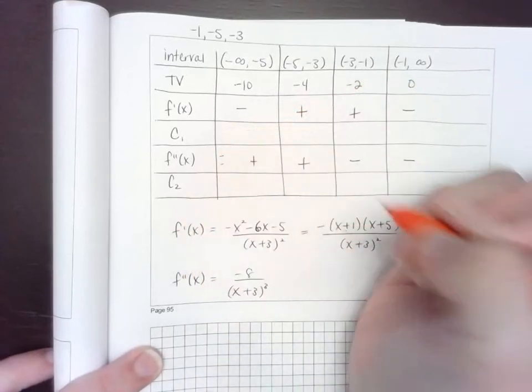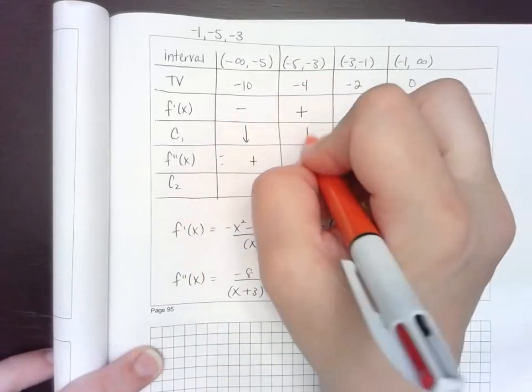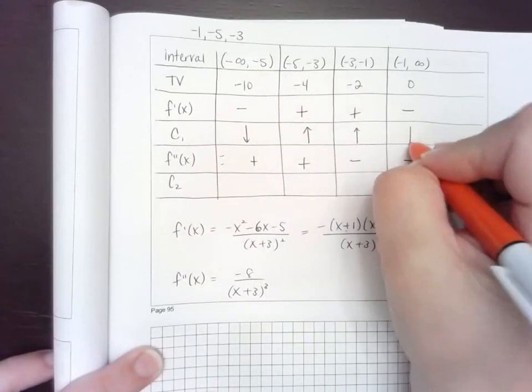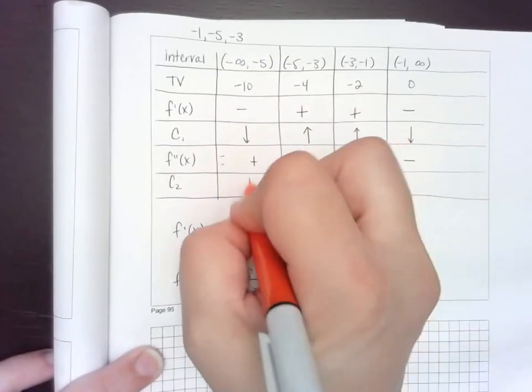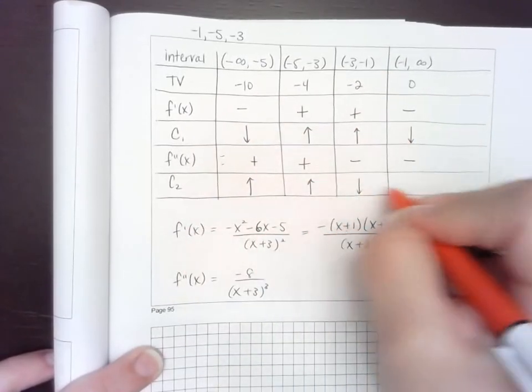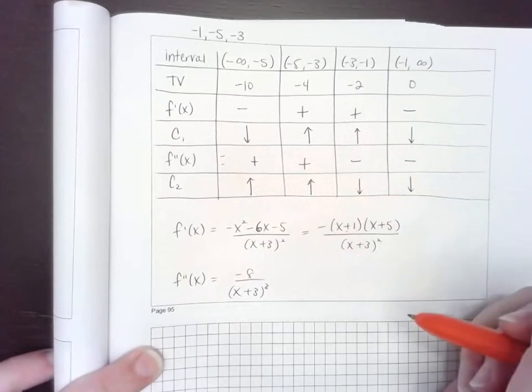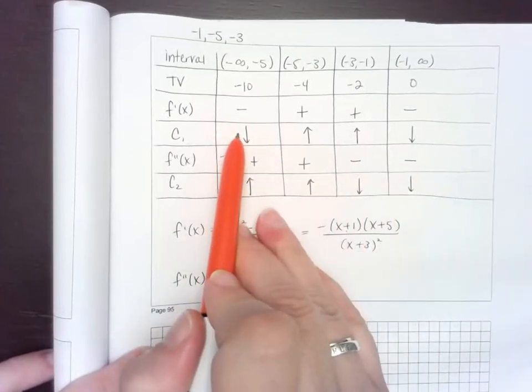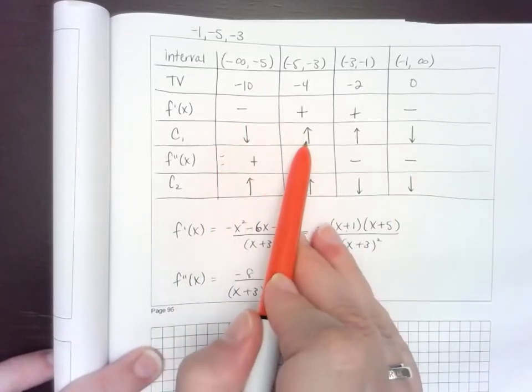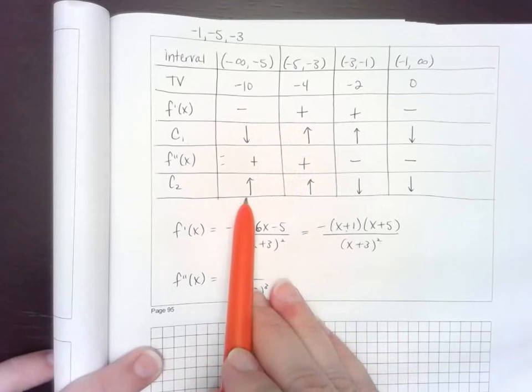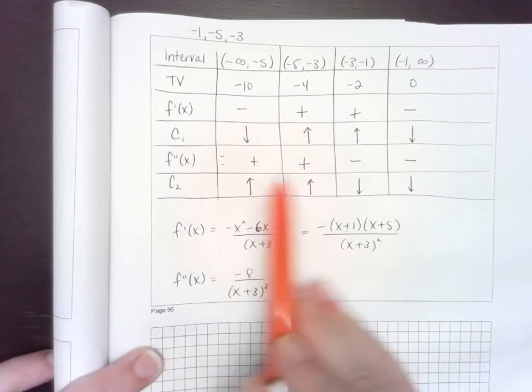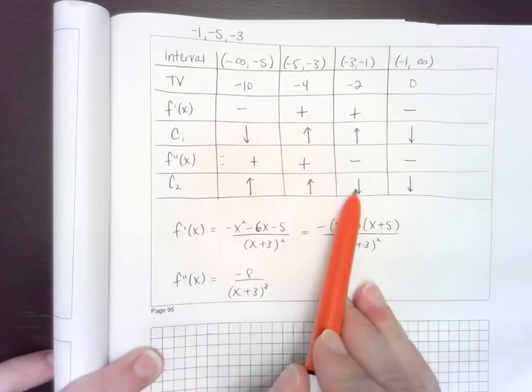Alright, so you're going to see me use just some arrows, but those arrows have very different meanings. I'm making arrows go up for everything that's positive, and I'm making arrows go down for everything that's negative. But those arrows mean something different. This arrow means decreasing, this arrow means increasing. This arrow means concave up, this arrow means concave down.